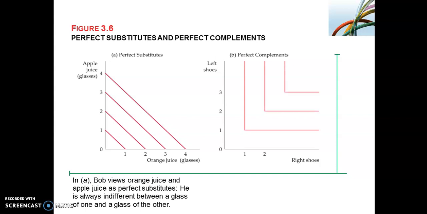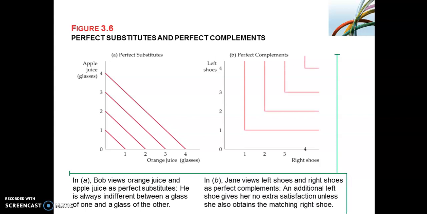In figure 3.6b, we have perfect complements. Here, Jane views left shoes and right shoes as perfect complements. An additional left shoe will give her no extra satisfaction unless she's going to obtain the matching right shoe. So in this case, indifference curves we can see are shaped as right angles. The MRS for the two goods are either 0 or infinite.